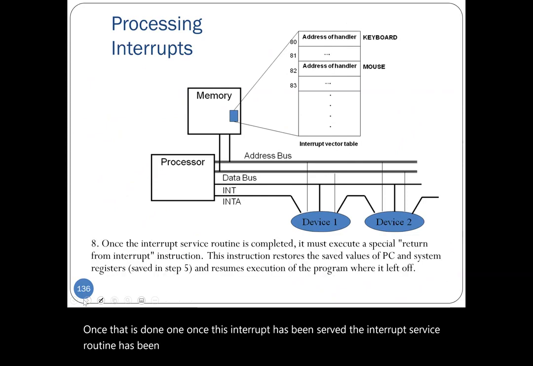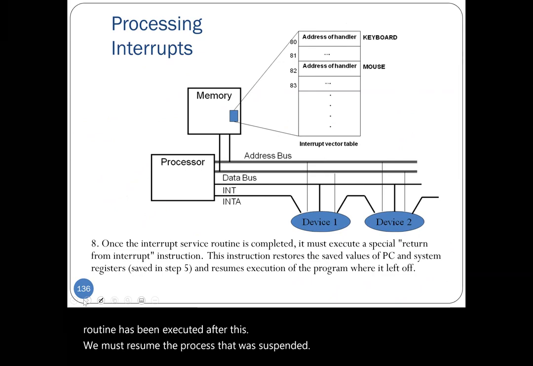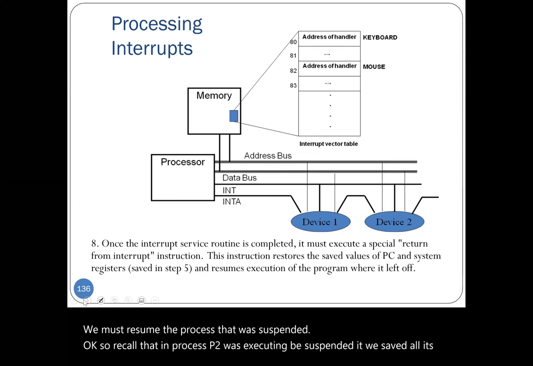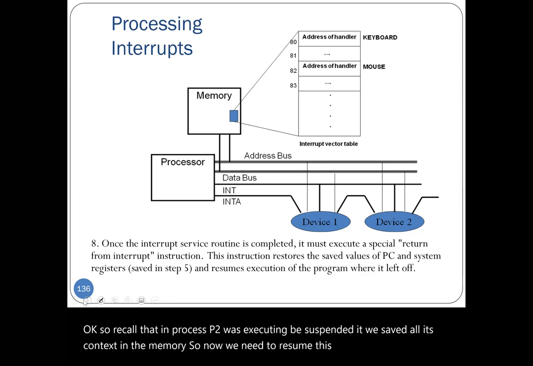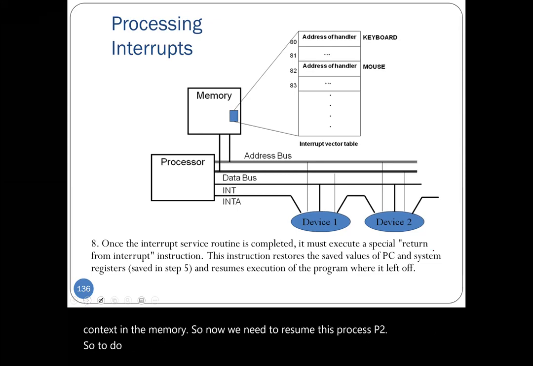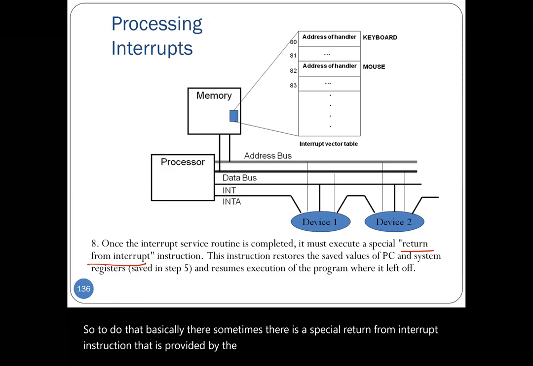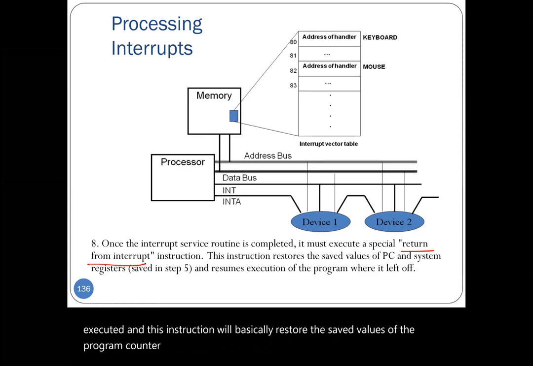After this, we must resume the process that was suspended. Recall that process P2 was executing, we suspended it, and we saved all its context in the memory. So now we need to resume this process P2. To do that, sometimes there is a special return from interrupt instruction provided by the instruction set. This instruction will be executed, and it will restore the saved values of the program counter and other system registers that we saved in step number 5 of this process, to resume the execution of the suspended program from where it left off.